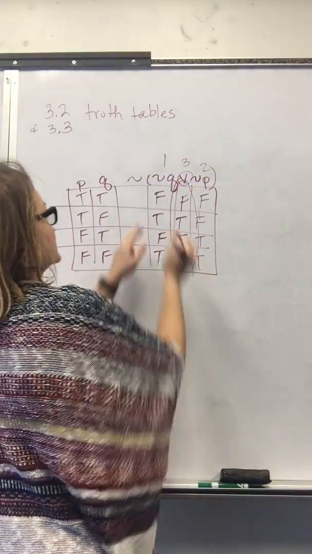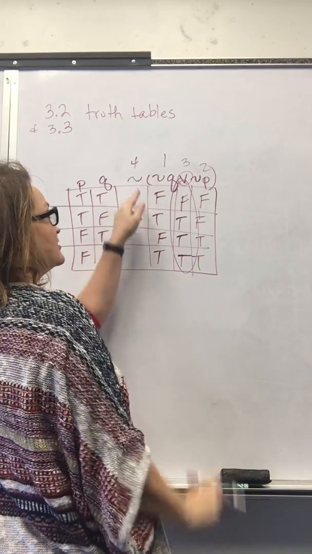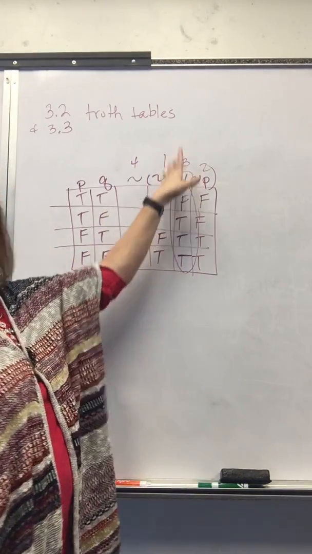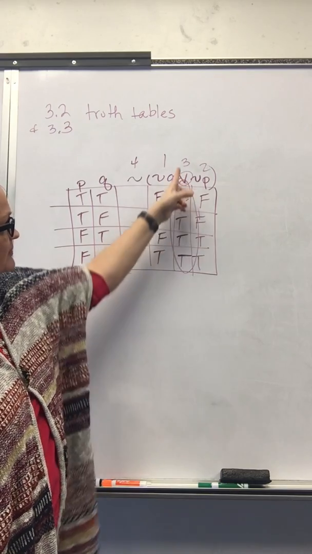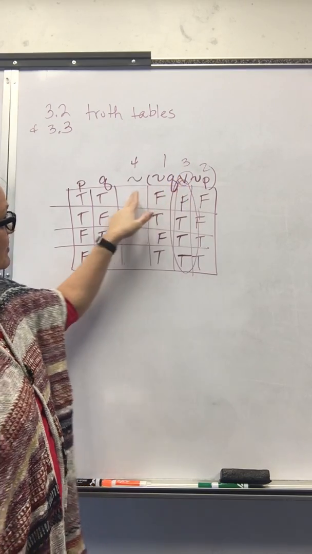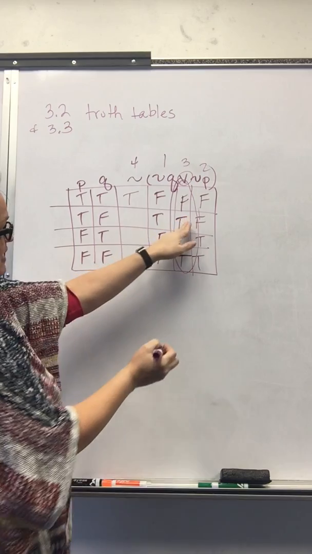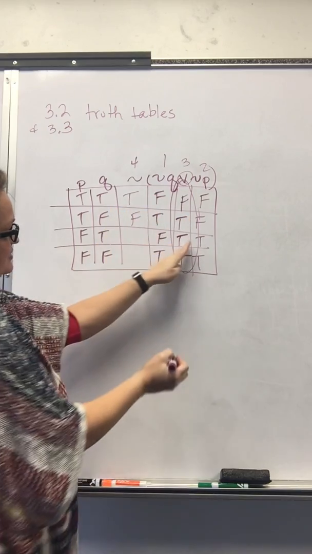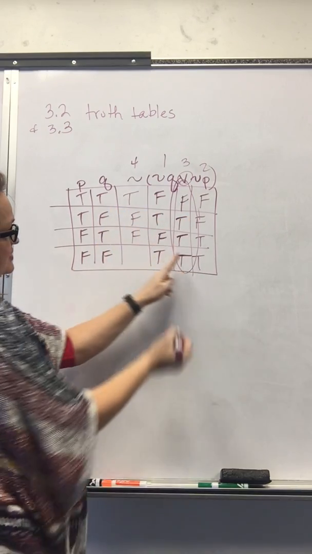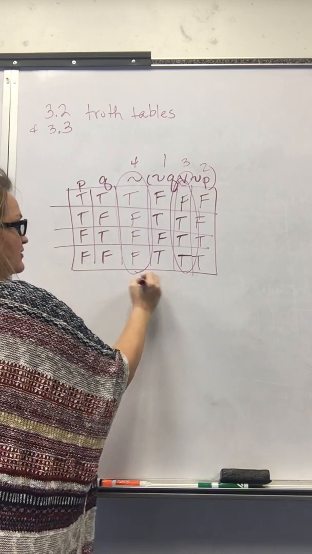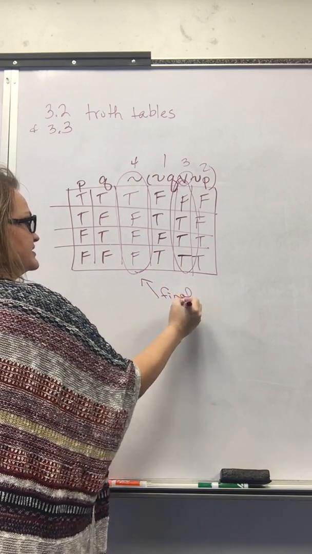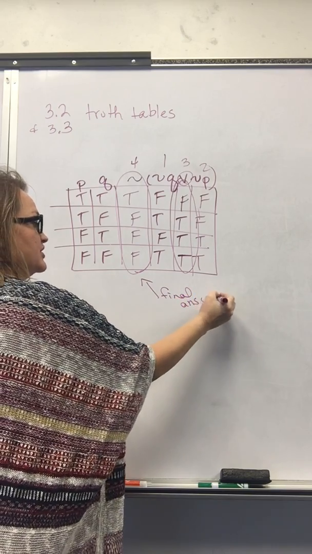Then the final answer is step 4 out here, outside the parenthesis. It says negate what you got in that parenthesis. So we take our answer we got from the parenthesis and do the opposite here. So true, we had a true, so that becomes false. A true becomes false. True becomes false. And then this would be the final answer in this case, again, because of order of operation.